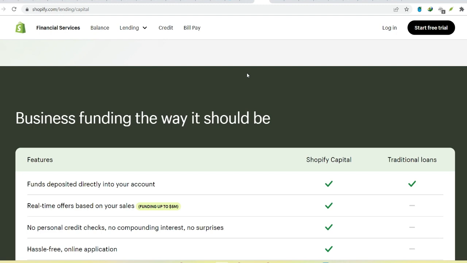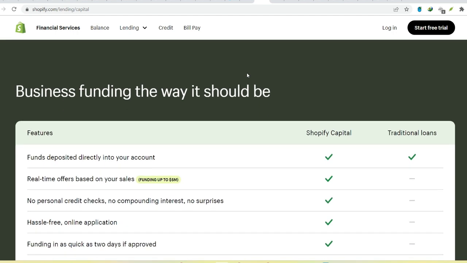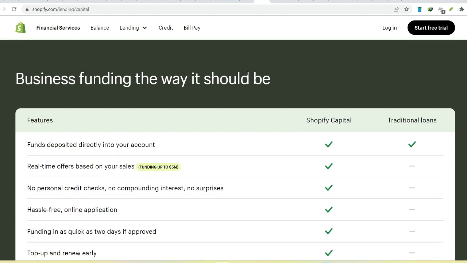Eligibility for new funding. Repaying your current loan, especially meeting minimum thresholds, can impact your eligibility for future Shopify Capital offers.